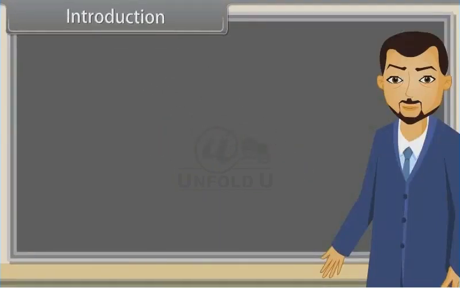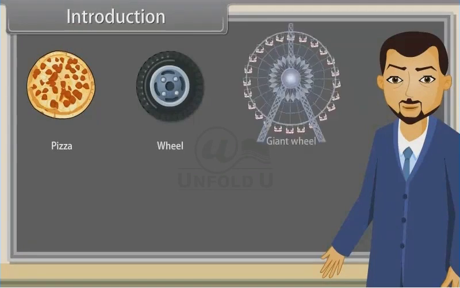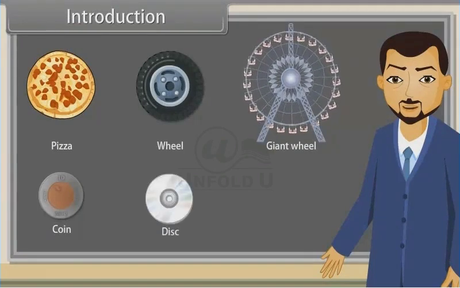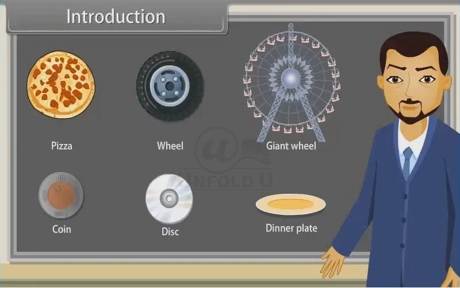Introduction. Look at these things: pizza, wheel, giant wheel, coin, disc, dinner plate. All these are examples of a circle. Today we will study circles and the properties of circles. Come, let's start. Objectives.